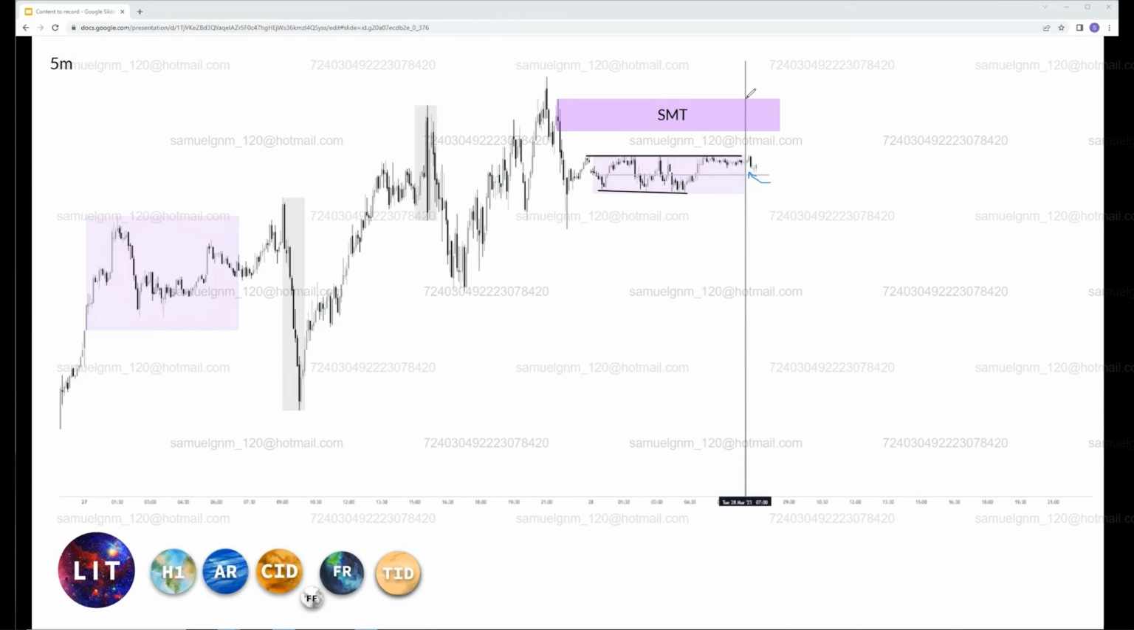Now, I did mention I expect a smart money trap, so that will be about here. Now, what else is remaining? We have got yesterday's high also. Technically, we've got about 3 elements going on here, which is very strong liquidity.